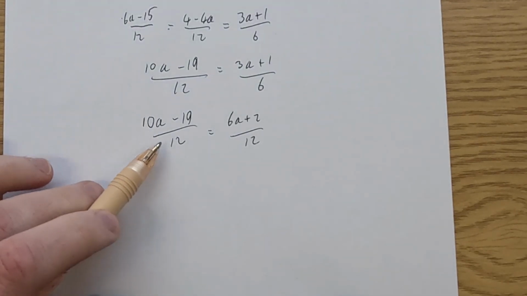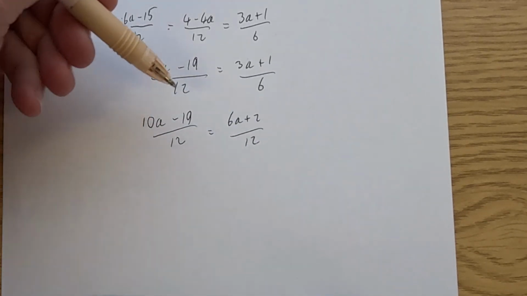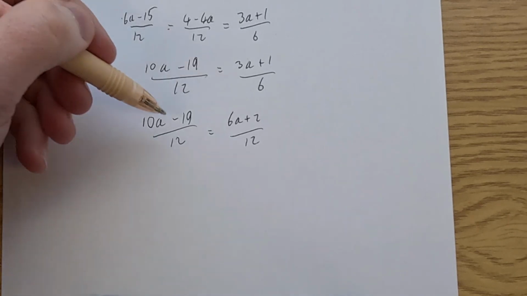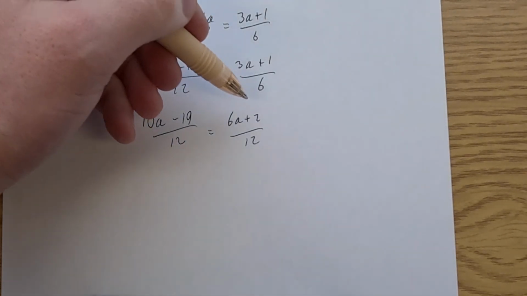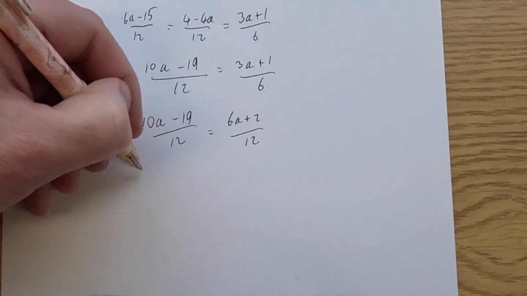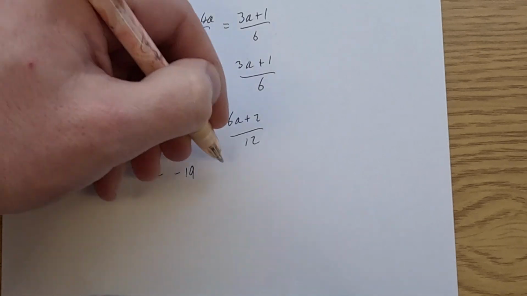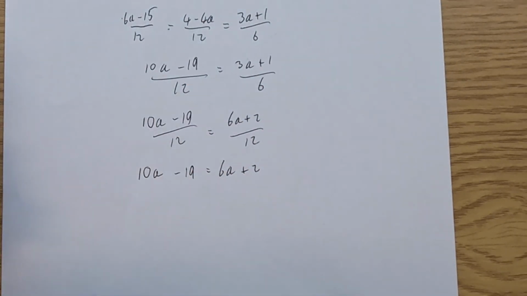Now here we've got a fraction over 12 equals a fraction over 12. This numerator must be equal to that numerator. For instance, if the numerator was equal to 5 here, that numerator must be equal to 5 because 5 twelfths equals 5 twelfths. So I know that these two numerators must be the same as each other. So 10a minus 19 is equal to 6a plus 2. And now we just need to solve that.